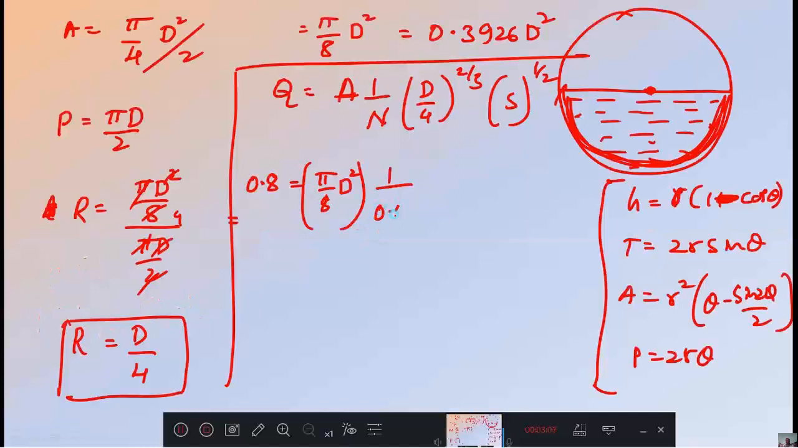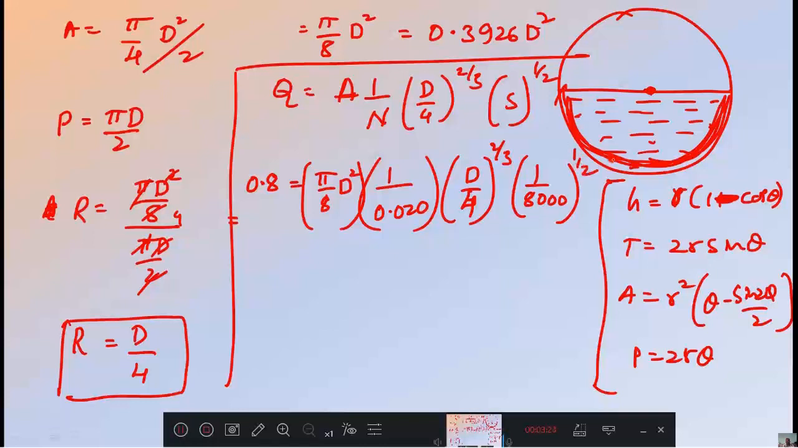1 by n is 0.020, and d by 4 we don't know, raised to 2 by 3, then S to the power 1 by 2, where S is 1 in 8000. Okay? Now first, this bracket and this bracket are completely numerical, so we will write them together. The d square and d power 2 by 3 become d power 4 by 3 into something, and that something is all numbers that you need to multiply.